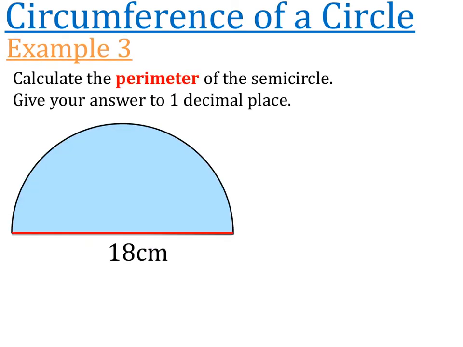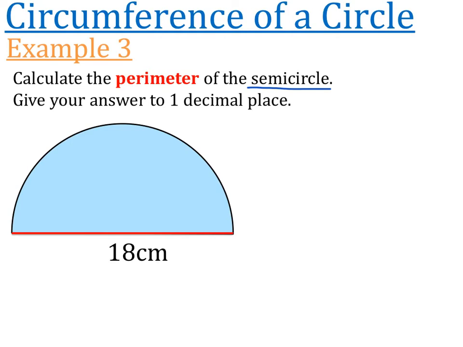Now this last example is actually a fancy one. It's not a fake fancy one, it's a real fancy one. This question says, calculate the perimeter in nice bolded red letters of the semicircle. Ooh, semicircle. Give your answer to 1 decimal place.